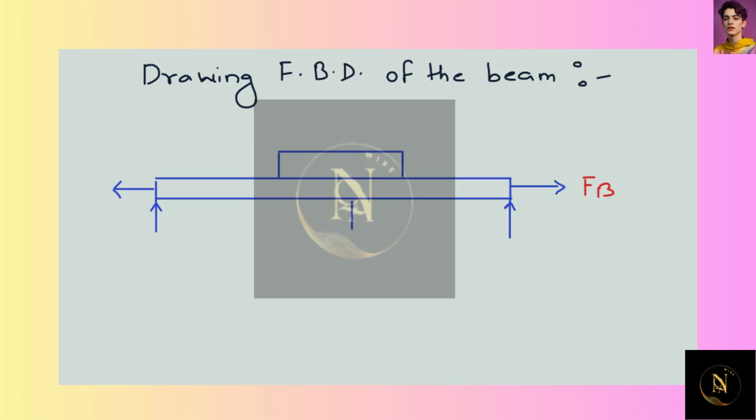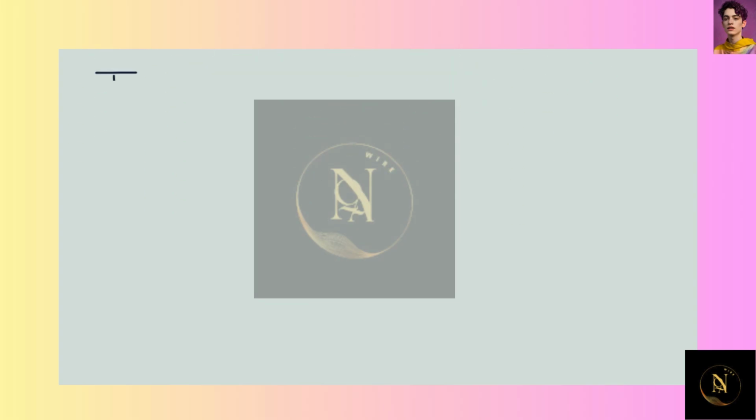So here it is FB, here it is NB, and here it is W. Going further, this distance is 1.5 meter and this is also 1.5 meter. This is AY, this is AX.